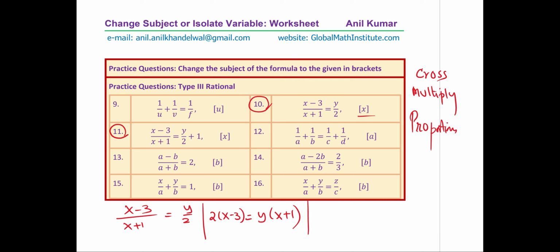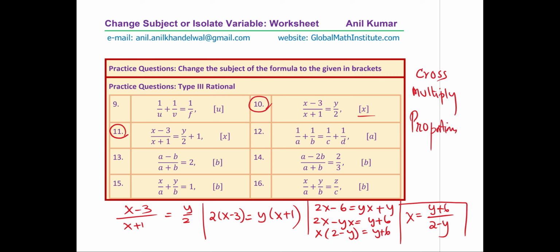Now, we can open the brackets, we get 2x minus 6 equals yx plus y. We need to isolate x, bring x together. So we have 2x minus yx equals y plus 6. And you can factor out x now. So we get x times 2 minus y equals y plus 6. And now we get the answer, which is x equals y plus 6 divided by 2 minus y. Does that make sense to you? So that is the strategy to work out these examples.